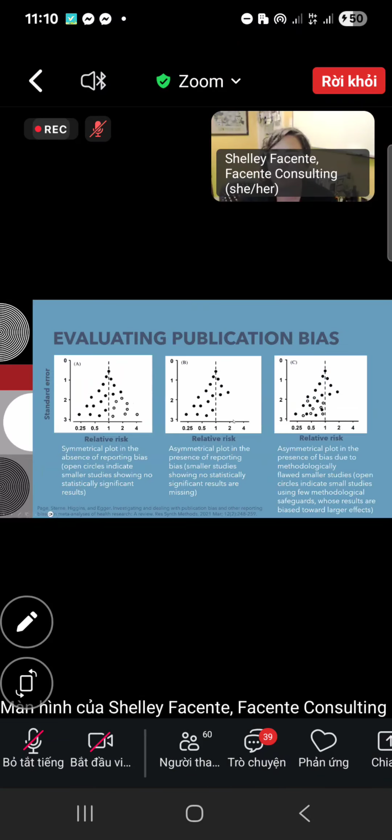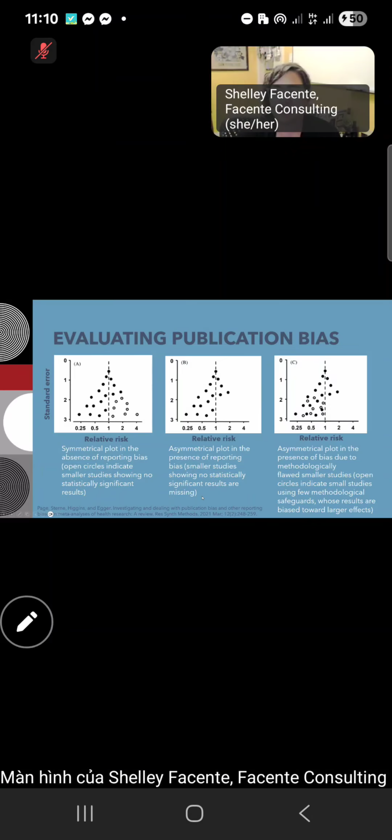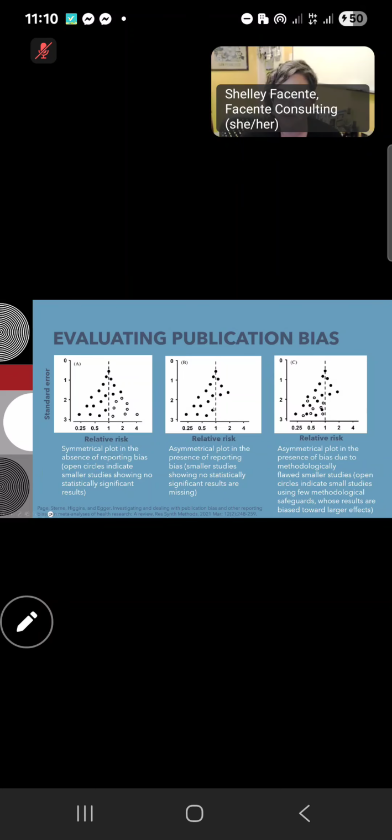And if you end up with a funnel plot that looks more like this, then you would say something like, based on our funnel plot results, we're concerned that smaller studies showing no statistically significant results are actually missing from this picture, which might be skewing our meta-analysis, right? It might mean that when we pooled what's left, we're seeing a relative risk that's kind of more lopsided over here than it should be had there been no publication bias. So that's the kind of thing that you're going to do in your report when you look at publication bias.